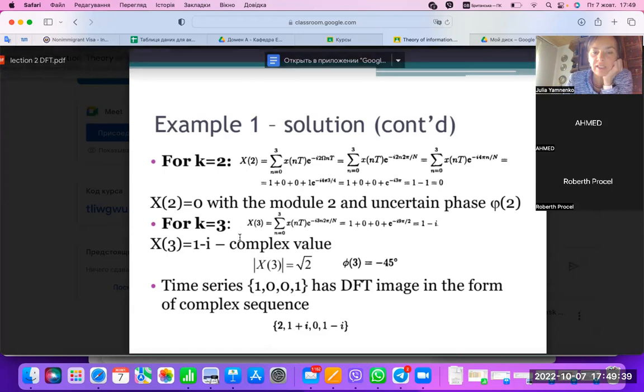So we just put it like here, uncertain phase, we cannot do anything here. And for k equal to 3, we can also calculate the value of the spectrum component, and it is equal to 1 minus j. It's a complex value, with the real part equal to 1, and imaginary part equal to minus 1.